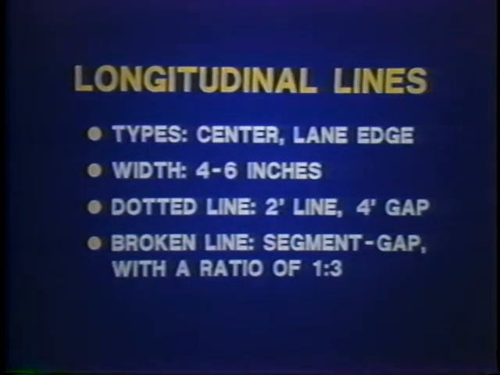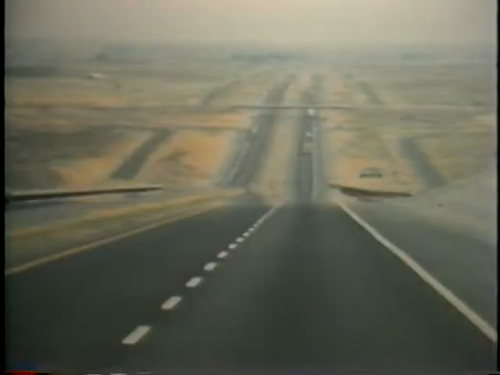The center line and edge lines are longitudinal lines. The standard width of these lines is 4 to 6 inches. White solid lines restrict crossing. Yellow solid lines prohibit crossing. But yellow lines also show the presence of opposing traffic. So on freeways, the left edge line is yellow and the right edge is white.